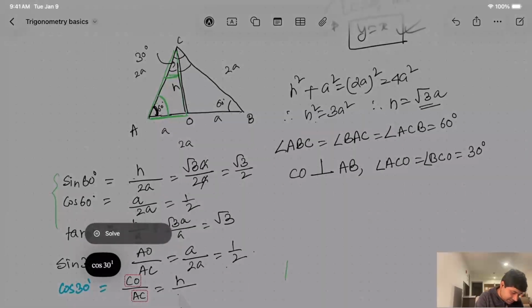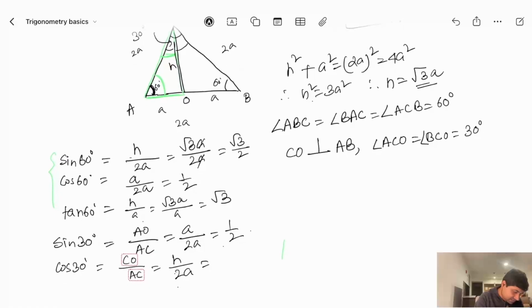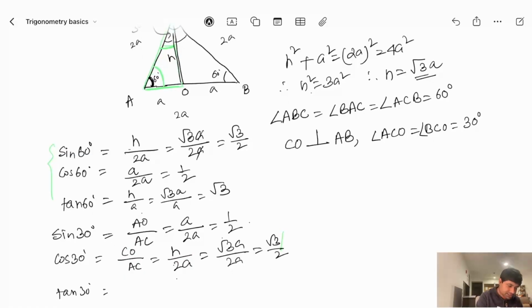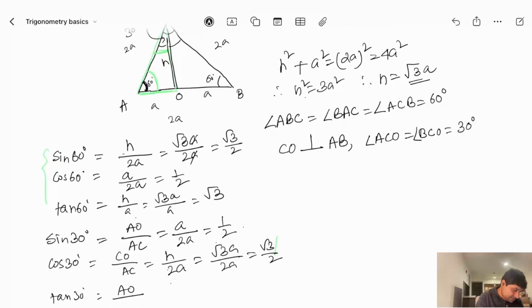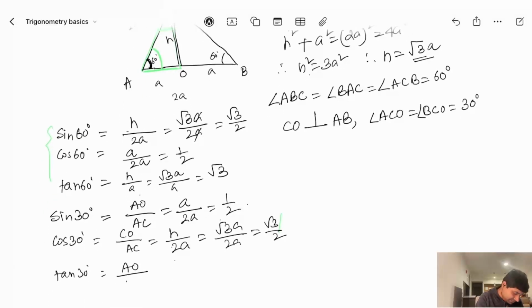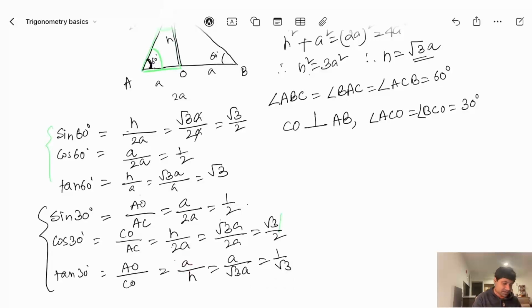Is nothing but h divided by 2a, and the h value is square root of 3a by 2a, so square root of 3 by 2. And what is our tan 30? Tan 30 is nothing but height divided by base. So height is our AO divided by base, which is CO, right? So AO is A and CO is nothing but √3A. So A divided by square root of 3A, which is 1 by square root of 3. So these are the three values we got actually.